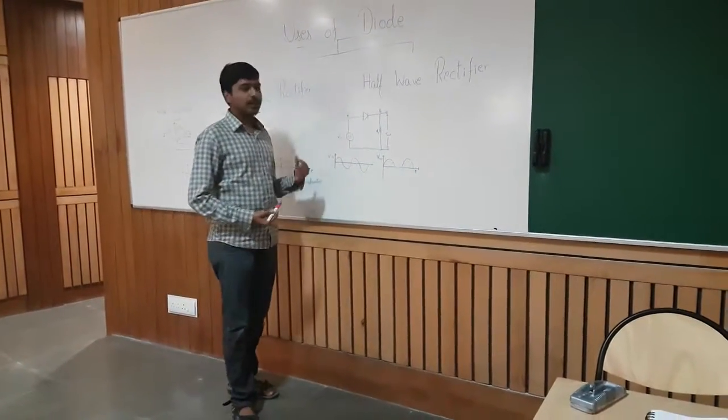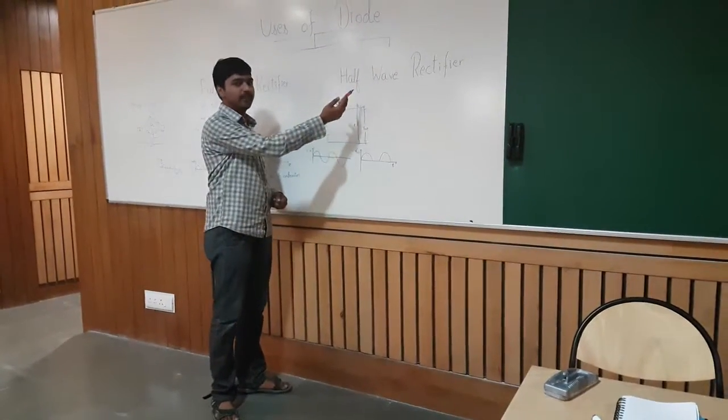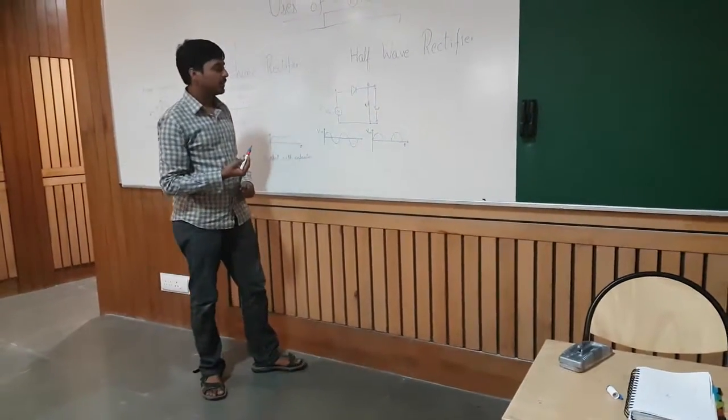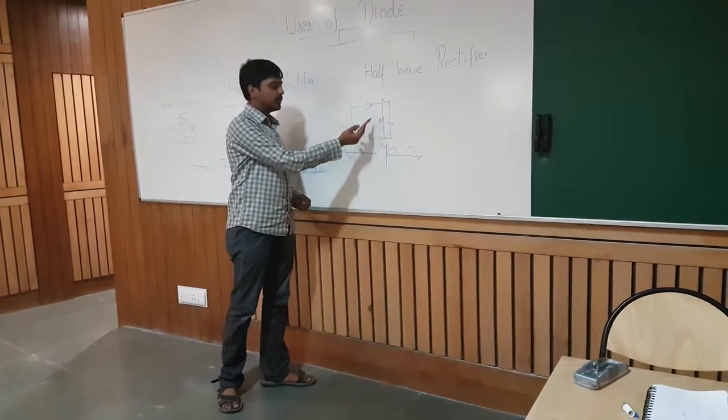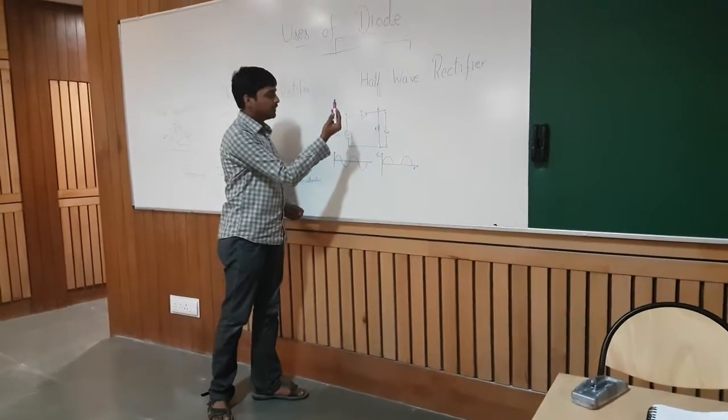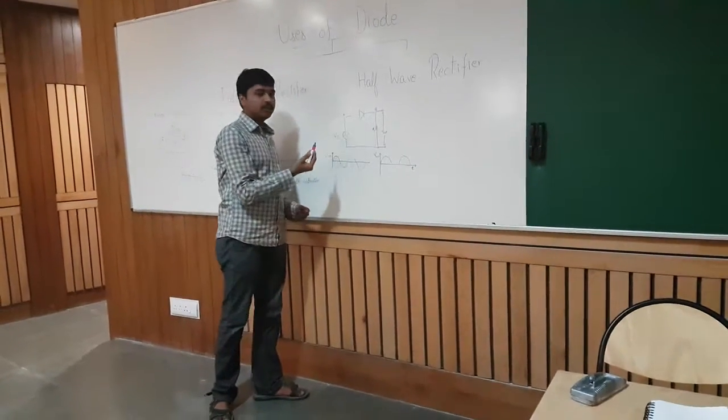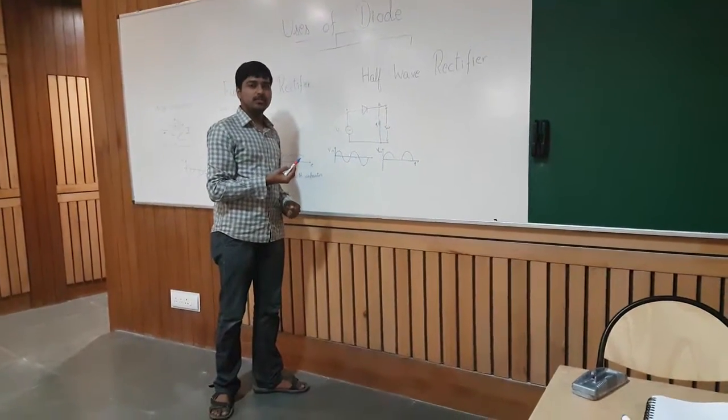So we have two types of rectifier. First, the half wave rectifier and the second is the full wave rectifier. In a half wave rectifier, we use a diode in series with a load. We know that the diode conducts only when it is forward biased.